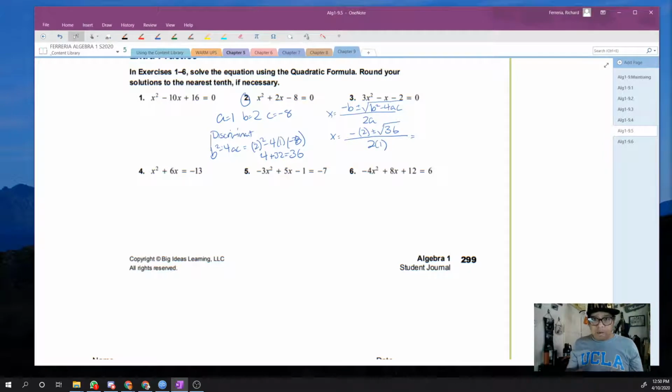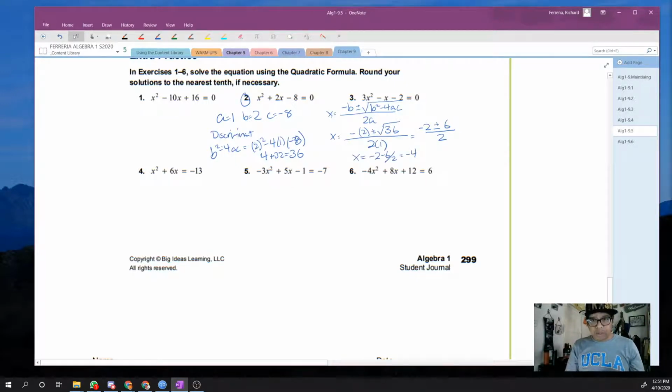Alternatively, in the denominator, I put 2 times 1, and if you can, in your head, quickly say that that's equal to 2, just stick a 2 down there. And then simplify. Notice that the square root of 36 is just 6. So this is negative 2 plus or minus 6 over 2. Now we're going to separate out into the two solutions.